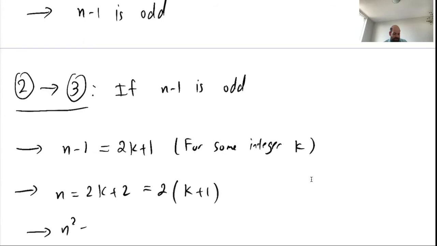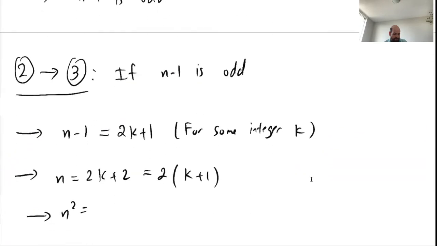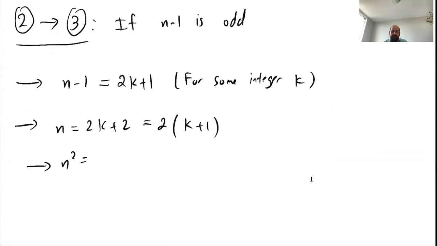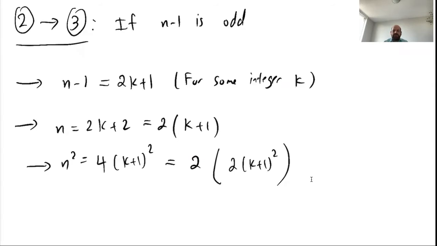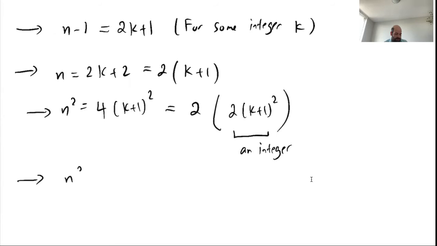So I want to show that n squared is even. n is 2 times k plus 1. n squared will be, if I raise both sides to power 2, 4 times k plus 1 squared, which is 2 times 2 times k plus 1 squared. I want to show n squared is even. Even means 2 times an integer. Well, I wrote it as 2 times this, and this is an integer, right? Because k is an integer, so k plus 1 is an integer, k plus 1 to power 2 is an integer, and 2 times that is also an integer. So that means n squared is even.